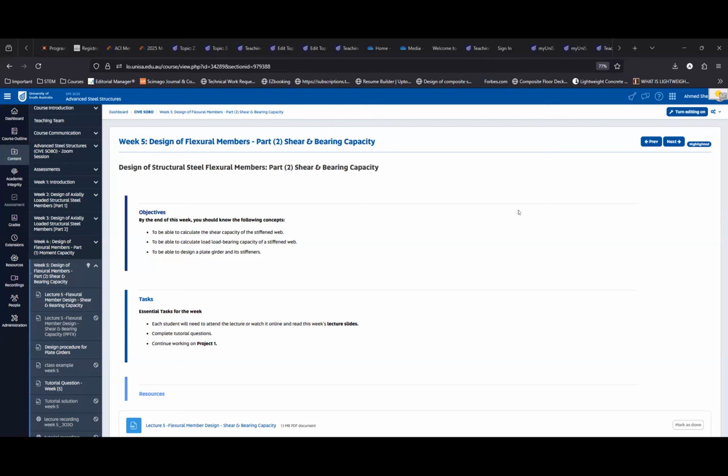Today we will go through the second part of the flexure member design. Last week, we designed the moment capacity of the flexure members, and today we will go through the shear capacity and bearing capacity of the members.